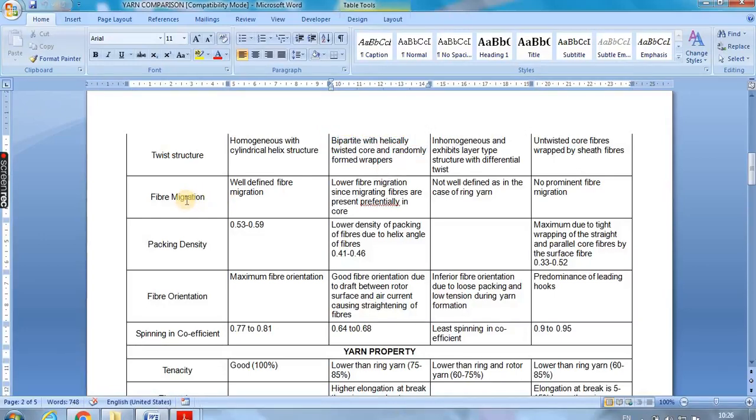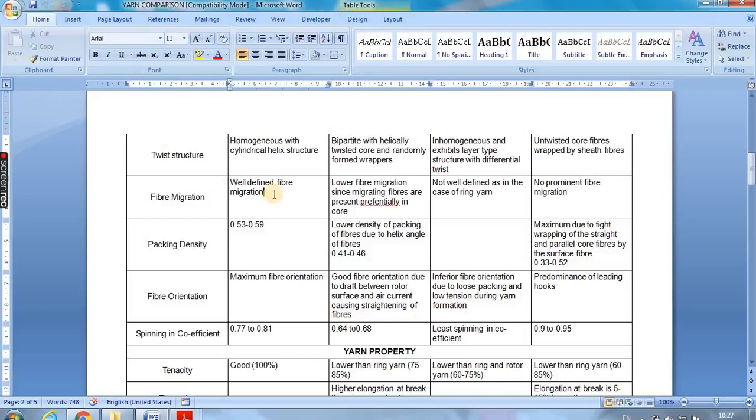Coming to the fiber migration, we have seen yesterday fiber migration, packing density and fiber extent. So these three parameters will cover the yarn structure. So the first one is the fiber migration, how well the fibers will move inside the yarn during the yarn formation. The ring yarn has a well defined fiber migration because of the high spinning tension.